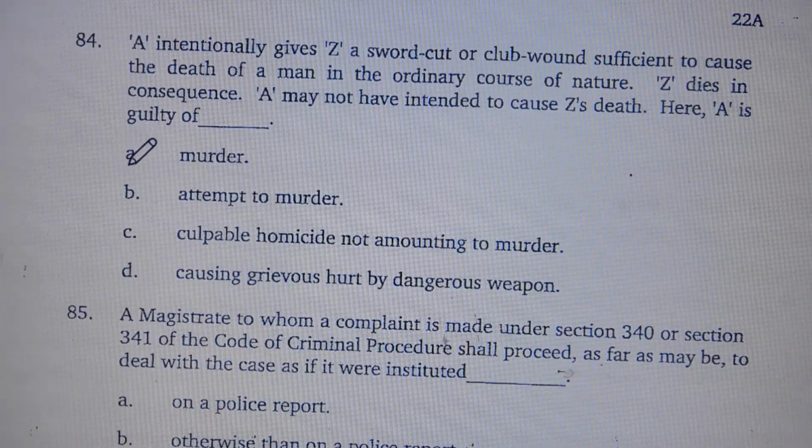A intentionally gives Z a sword-cut or club wound sufficient to cause the death of a man in the ordinary course of nature. Z dies in consequence. A may not have intended to cause Z's death. Here A is guilty of dash. Answer is option number A, murder.